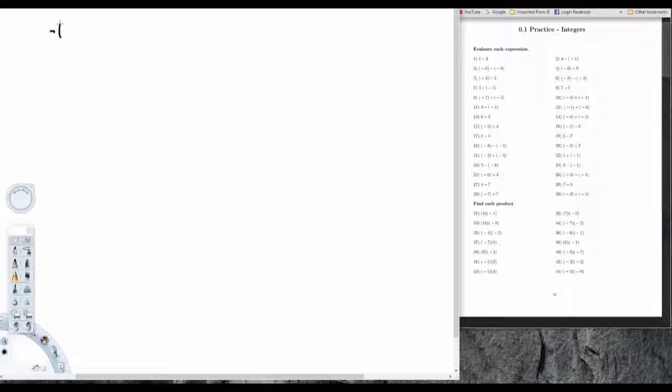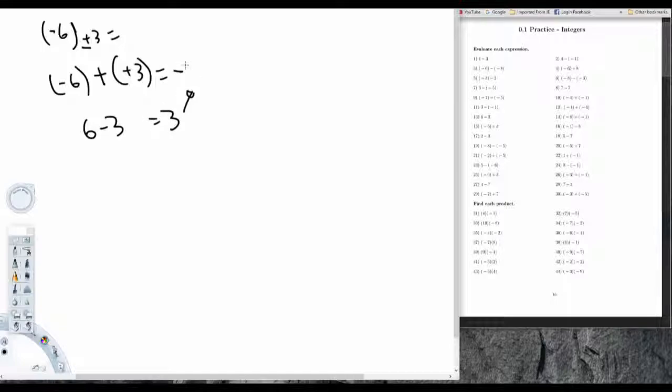25 is minus 6 plus 3 equals. So we have a plus sign. So what this is really saying is minus 6 plus 3 equals. The bigger sign is the negative. So we put that there, and then we subtract. Equals 3, and we put the 3 here, and the answer is negative 3.